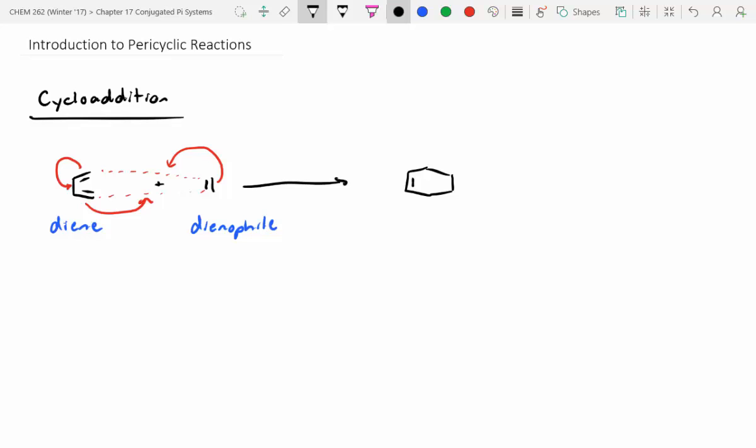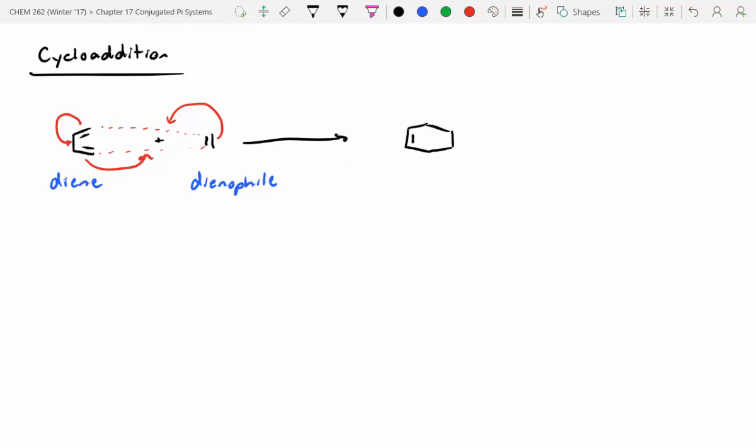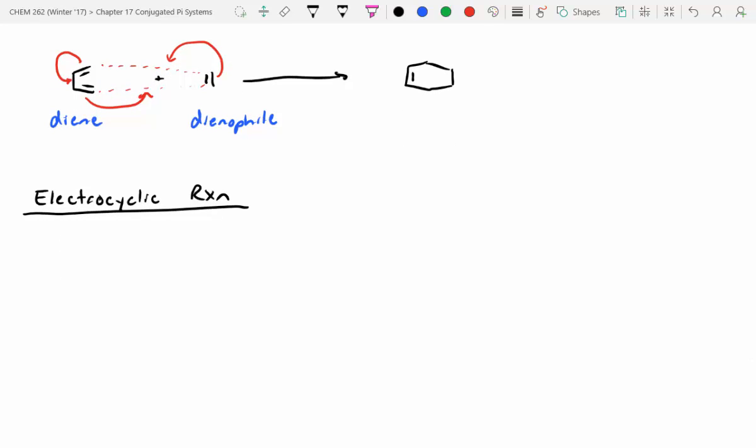All right, there's also another variant of this, which is called an electrocyclic reaction. And with electrocyclic reactions, you don't have 2 different pieces coming together. Instead, you just have one conjugated fragment that's essentially reacting with itself. So let's take this as an example. This is fully conjugated. We've got a triene.